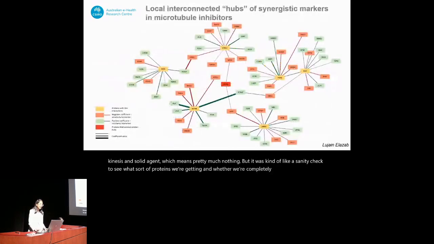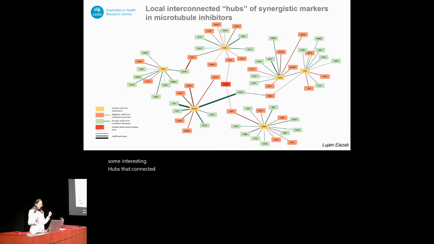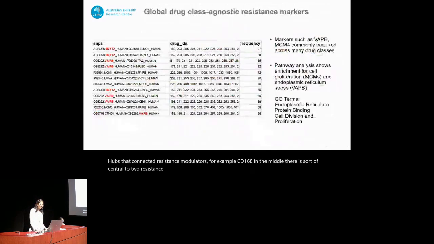What we found interesting is when we linked all the interactions together, we identified some interesting hubs that connected resistance modulators. For example, CD168 in the middle there is central to two resistance-causing hubs. In terms of global drug class agnostic resistance biomarkers, which means it doesn't matter what the drug's mechanism of action is, are there any resistance biomarkers that we can see?